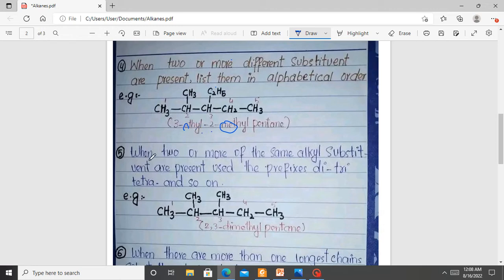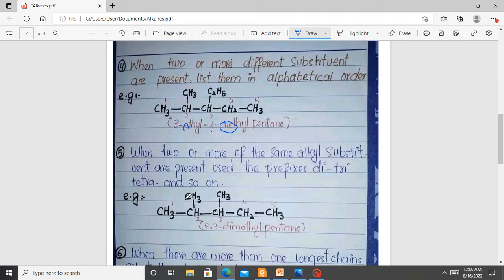When you have two or more of the same alkyl substituent present, we use the prefix di, tri, tetra, and so on. So here we have two methyls on the same parent chain. Two methyls on the same compound.